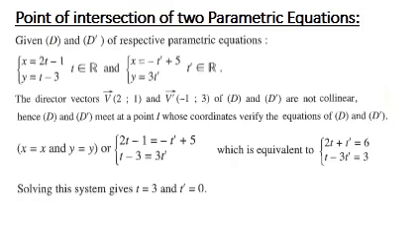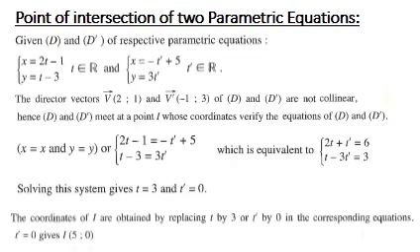And now, if you replace the value of t in the first equation, or if you replace the value of t prime in the second equation, in both cases you are going to get the same answer, which is I(5, 0). So whether you replace t in the first equation or t prime in the second equation, you are going to get the same point of intersection, which is (5, 0).